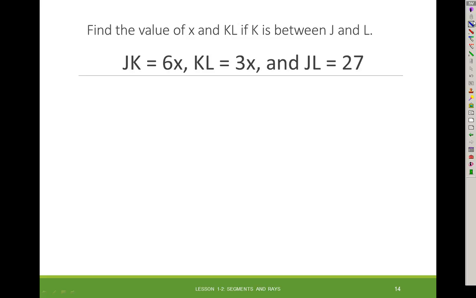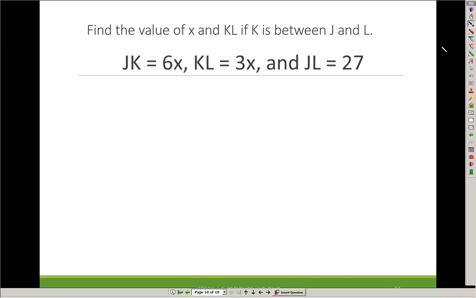How about this example? They tell you that we need to find x and the measure of segment KL if K is between J and L. So let's draw that. Let's draw K between J and L. K is between them. J and L are the ends. They give you these values.